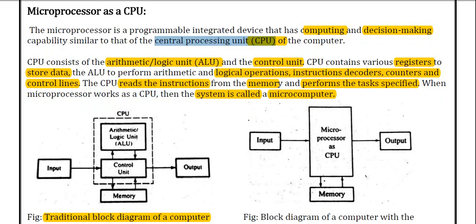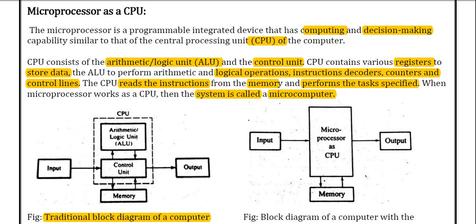CPU consists of the arithmetic logic unit, that is known as ALU, and the control unit. CPU contains various registers to store the data. The ALU performs the arithmetic and logical operations, instruction decoding and counting, and also controls the lines. The CPU reads the instruction from the memory and performs the task specifically. When the microprocessor works as CPU, then the system is called the microcomputer.